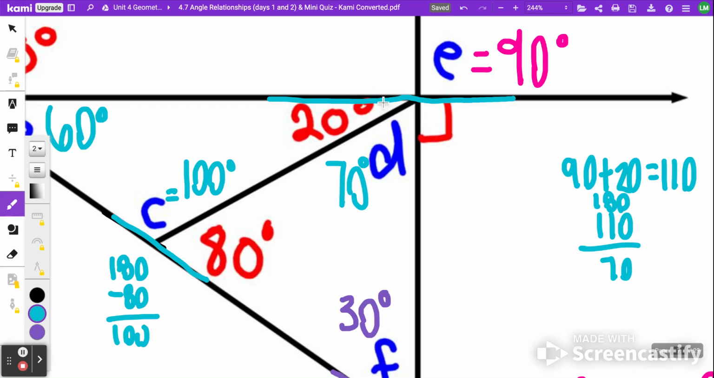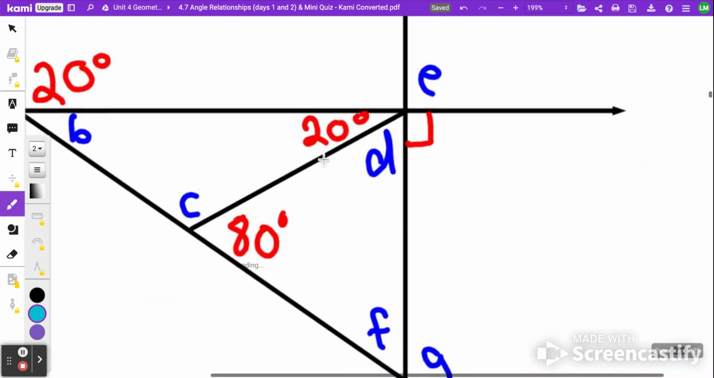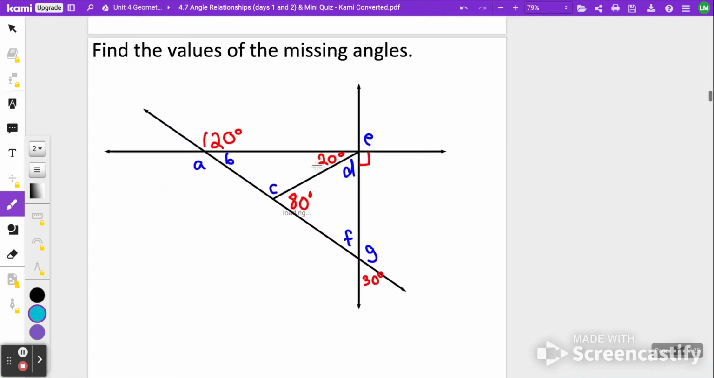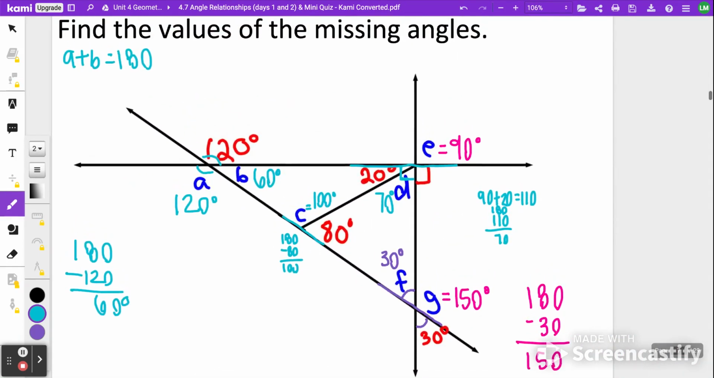Other people have also seen that this is a right angle as well. So 20 plus this should be equal to 90 degrees. So you could take 20 and subtract it from 90 and still get your 70. That's going to conclude the values of our missing angles that we were supposed to find here, where we were practicing complementary, supplementary, and vertical angles.